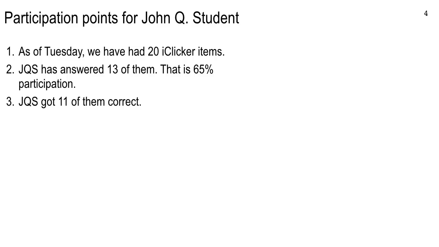All right, so I keep track of both how many you answer and how many you answer correctly. Now the participation is from how many you answer. So that comes out of the 65%. But don't forget about the correctness. You want to get that as high as you can. So basically, you get those 4 bonus points if you get a B on your iClicker questions.